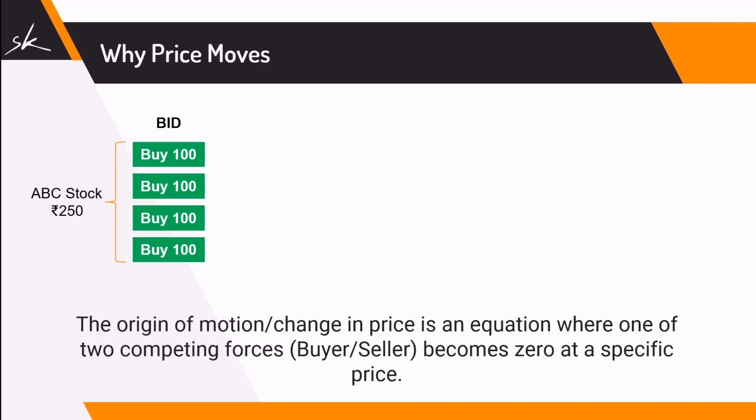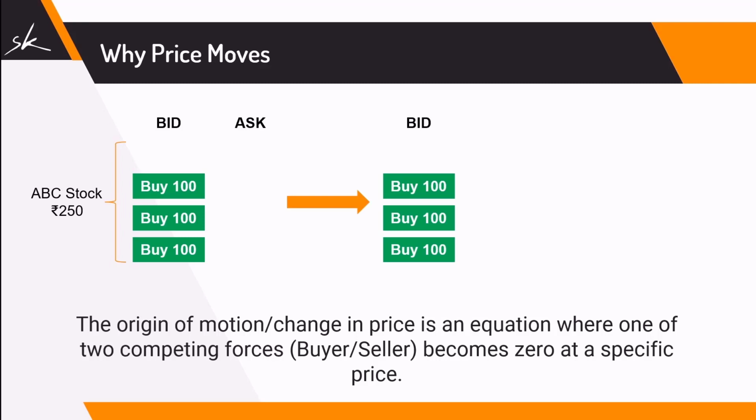Let's assume that there are 4 buyers willing to buy ABC stock at 250 rupees, and each buyer is willing to buy 100 shares. Therefore, the total buy quantity at 250 rupees is 400 shares. A buyer can only buy if there are willing sellers available at the same price. Let's assume that 2 sellers step in and each of them are willing to sell 50 shares each at 250 rupees. Since we have 400 shares to be bought and 100 shares to be sold, one buyer will get his complete quantity. We will still be left with 300 shares to be bought at 250 rupees.